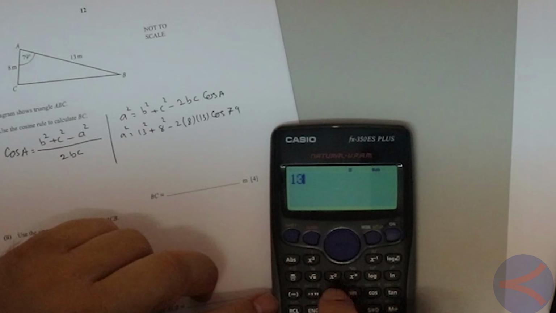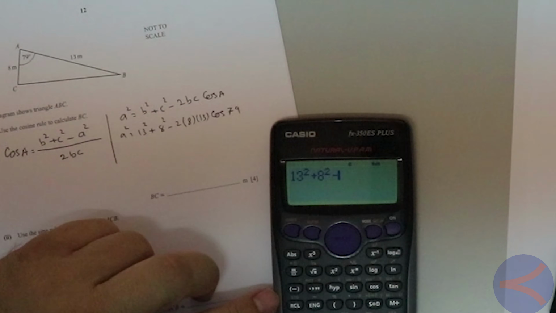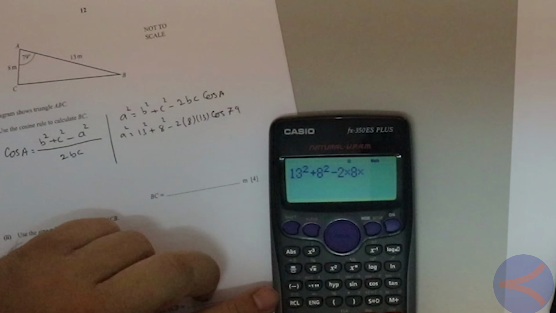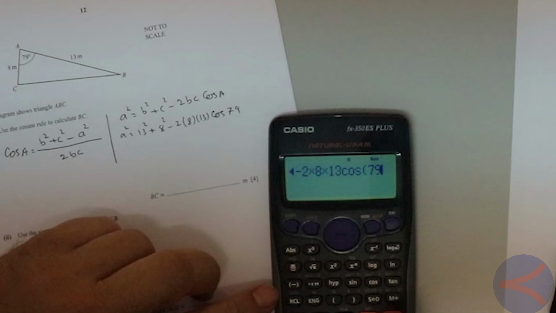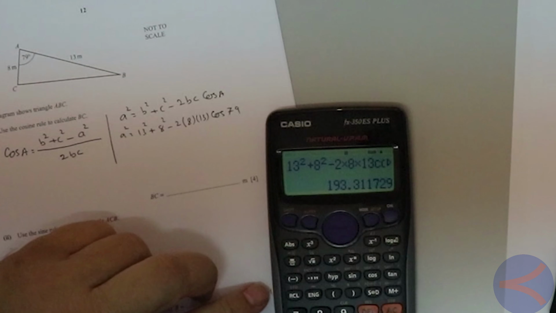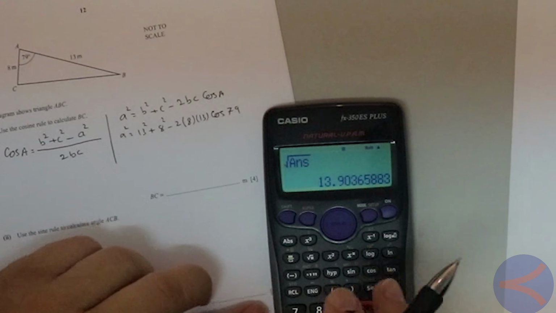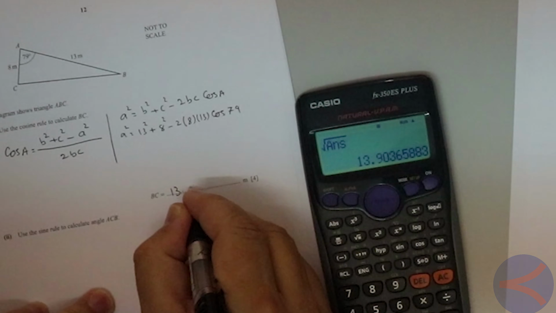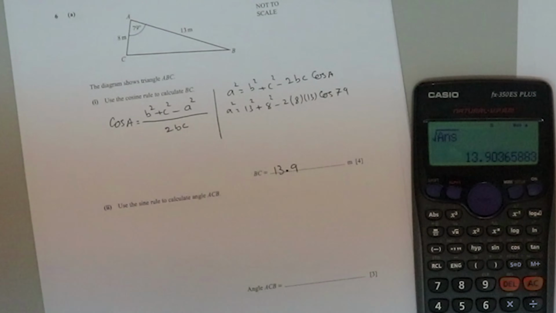Therefore, 13 squared plus 8 squared minus 2 times 8 times 13 times cos 79. This is this much, and just square root the answer to get the value of a, which is 13.9. Therefore, a is equal to BC is equal to 13.9 meters. Okay, therefore we got the value of BC.